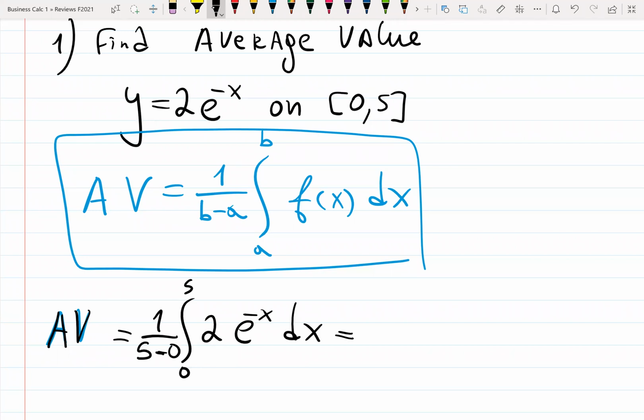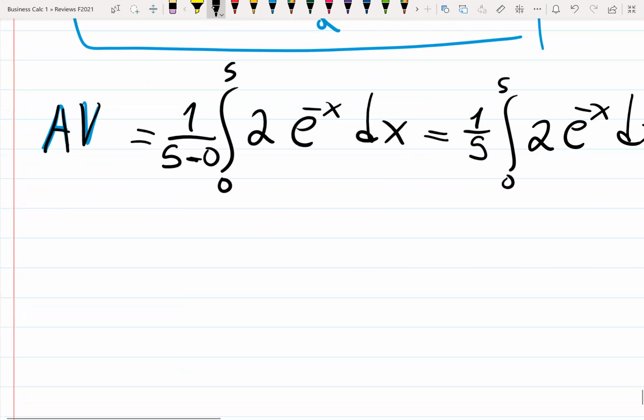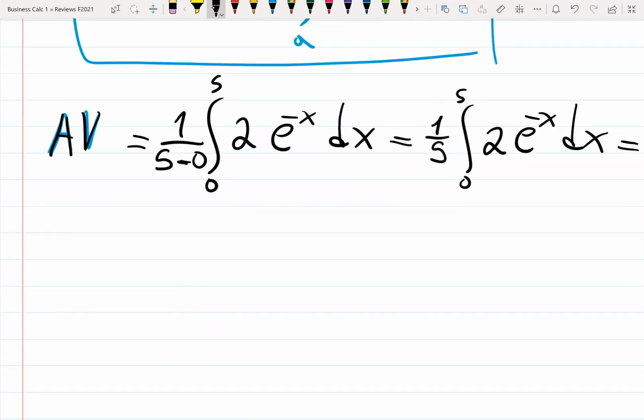Find the length of that interval. From 0 exams to 5 exams, the average will be dividing by 5. Why? Because 5 minus 0 is 5. So we're actually finding a definite integral from 0 to 5 of 2e to the minus x dx. Let me slowly go through this to see if you have questions. I would kick the 2 outside, so it's going to be 2/5.